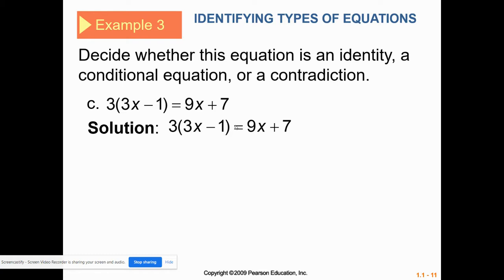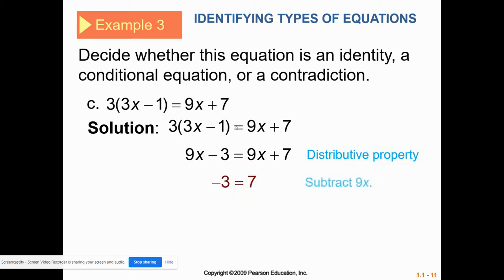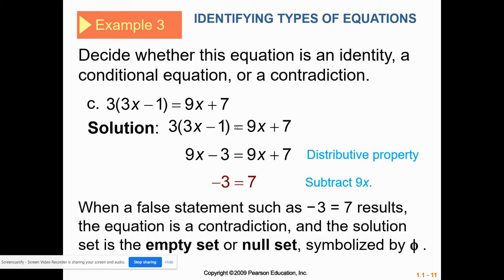In example C, we have another linear equation. We're going to distribute the 3 and solve for x. And this time, what we get is something that doesn't make sense. We did not make a mistake in our math, but we ended up with -3 equals 7, which is clearly false. So our answer, our solution, is actually the empty set, or we could write no solution. But it's also called a contradiction.